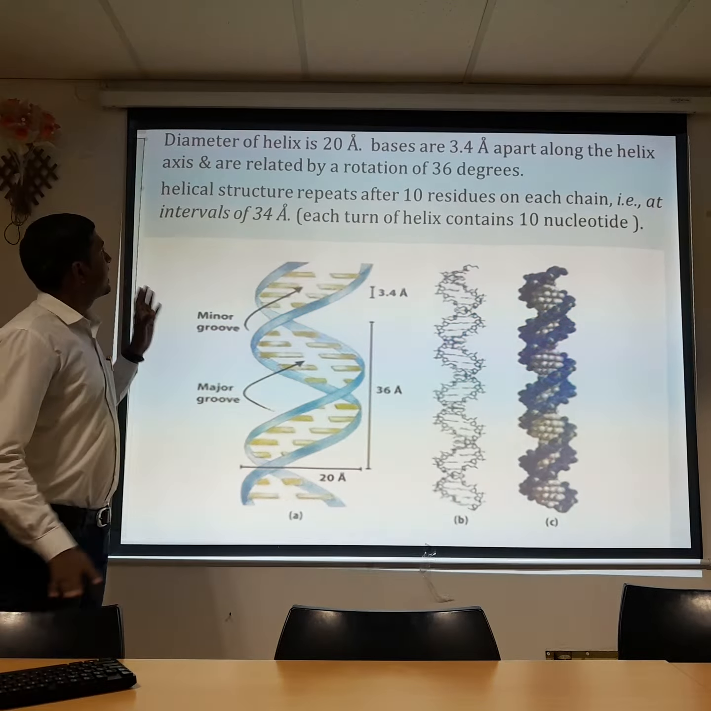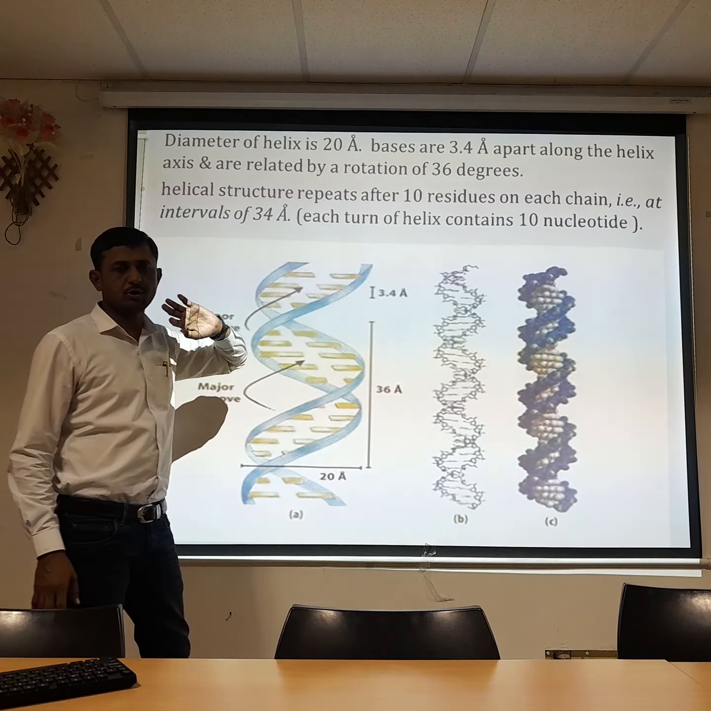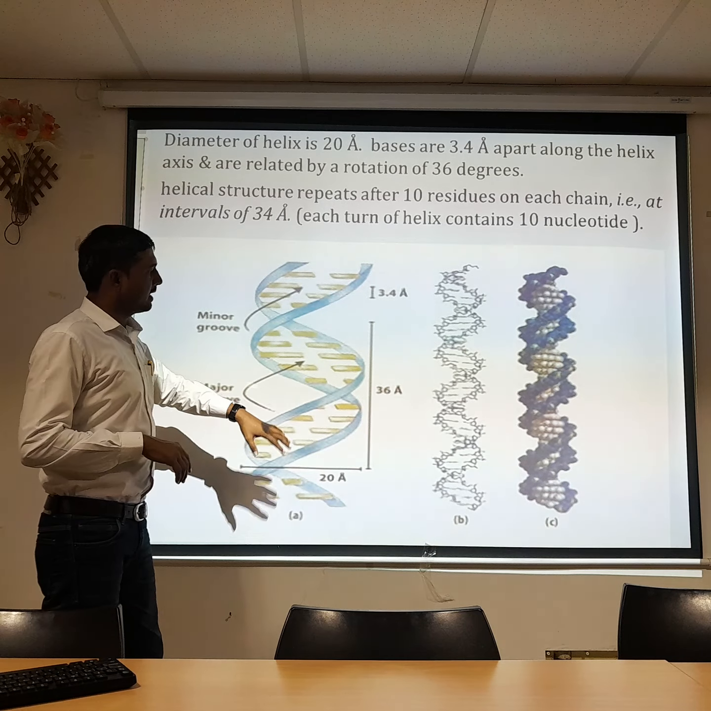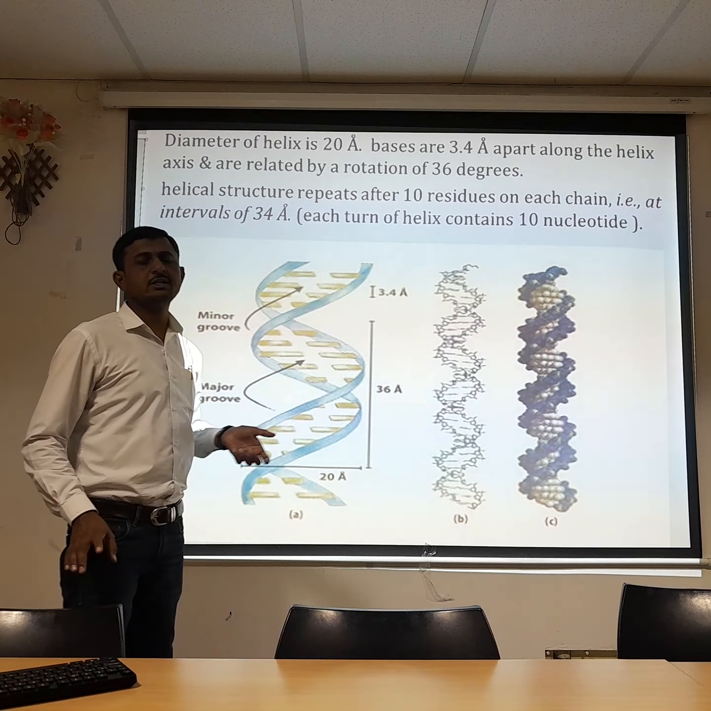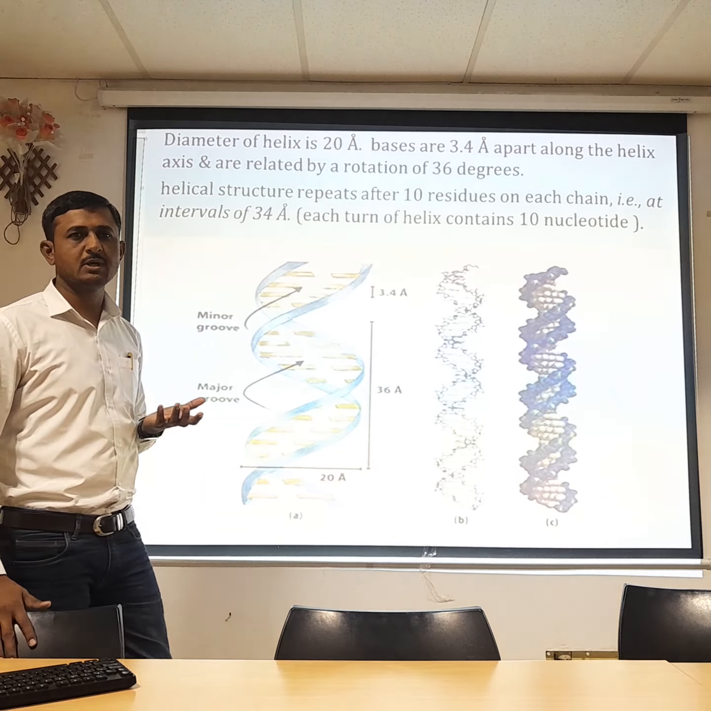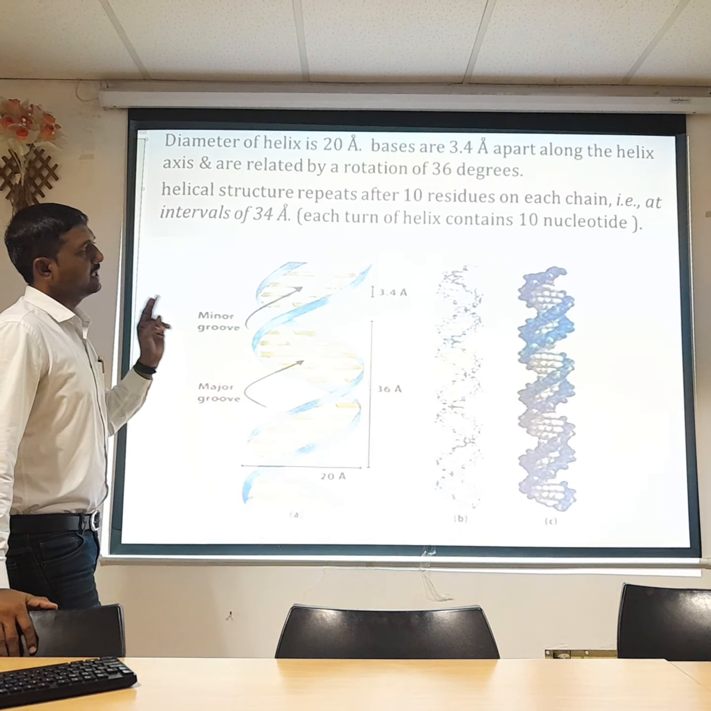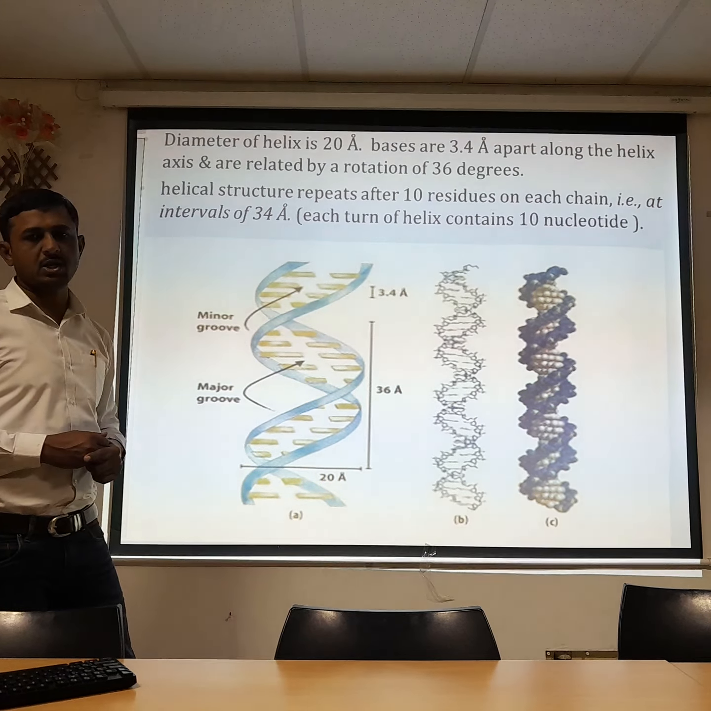Normally, as we have already discussed in the molecular structure of DNA, the distance between two nitrogenous bases is 3.4 angstrom, and the axis diameter we have considered is 20 angstrom, and each turn is about 34 angstrom. That is why in each turn there appear 10 base pairs of nitrogenous bases. The helical structure repeats after 10 residues on each chain, that is at an interval of 34 angstrom. Each turn of the helix contains 10 nucleotides.